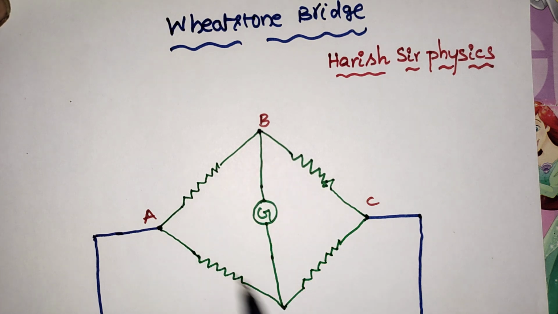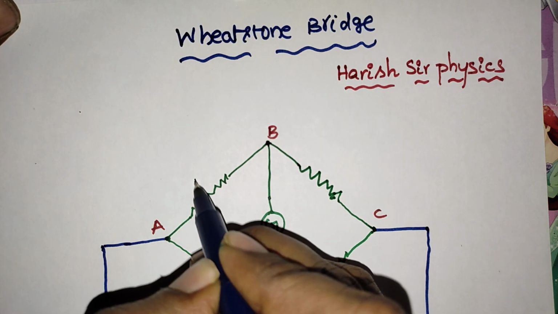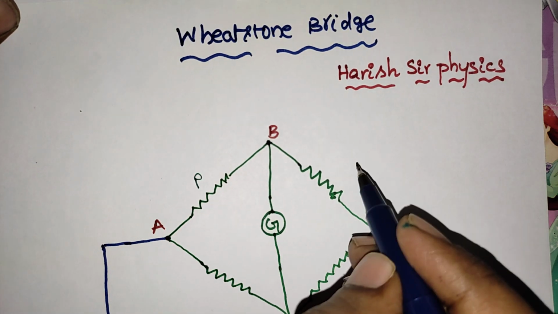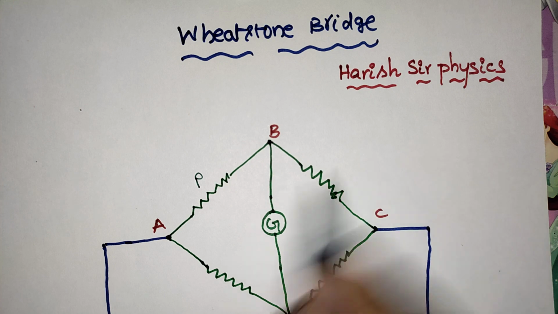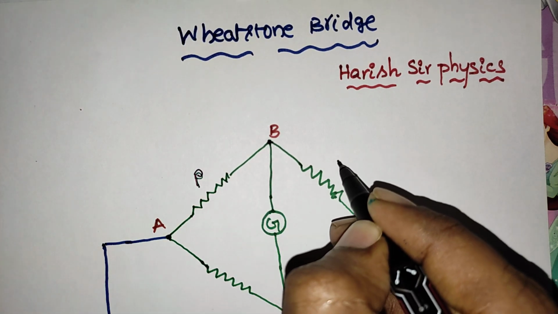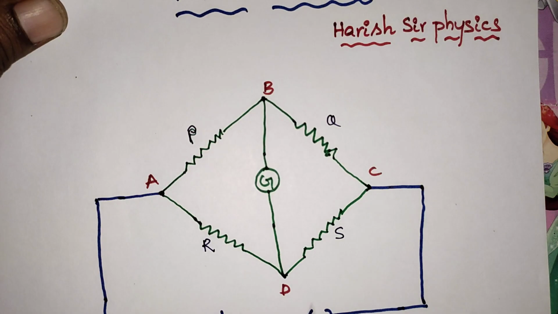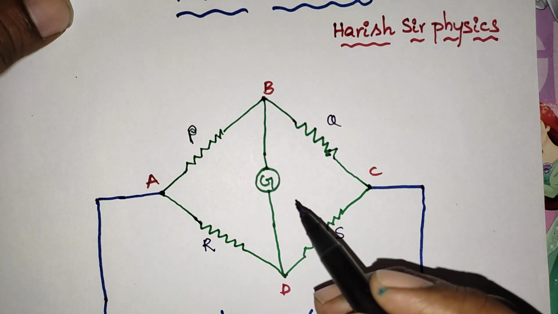So here this Wheatstone bridge contains 4 arms, containing 4 resistors. This is resistor P, this is resistor Q, this is resistor R, and this is resistor S, and it is connected with a galvanometer between the points B and D.